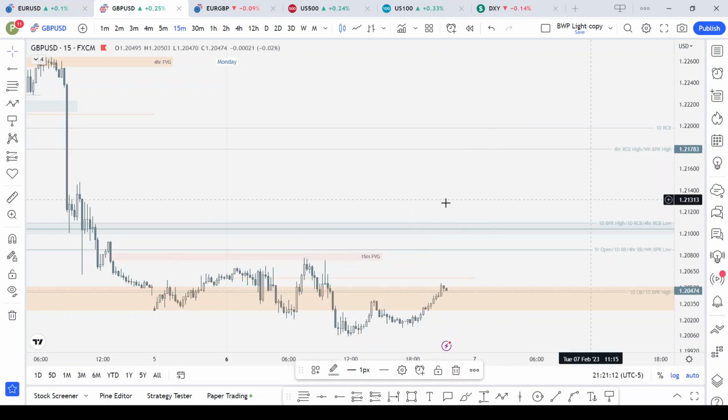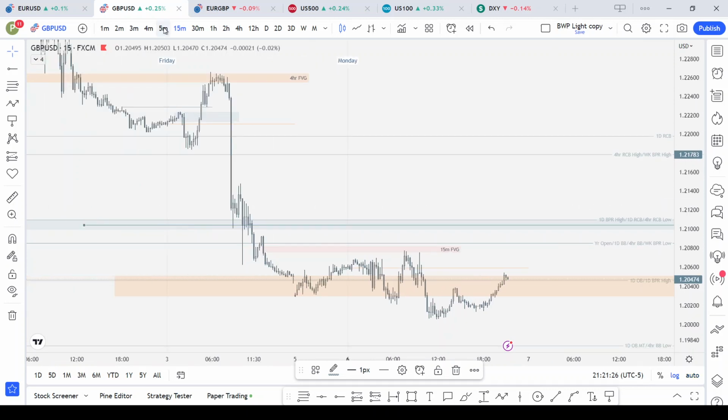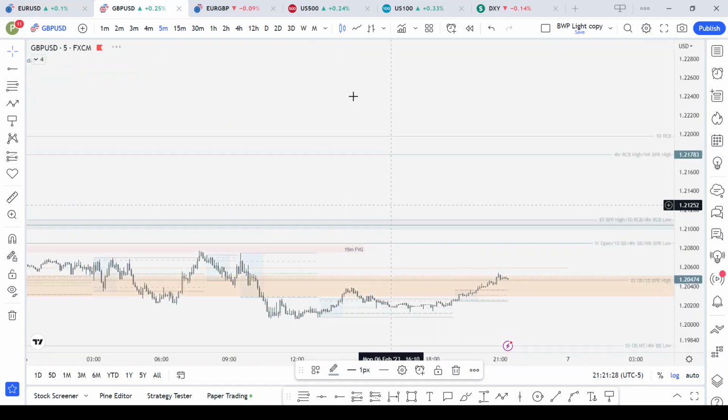So this is a level where I'm looking to see if a short setup can develop, but GU is a crazy pair. It has been crazy the past few weeks. So I'm just staying clear of it, but that is my anticipation in terms of analysis. Let's say 5 minutes.